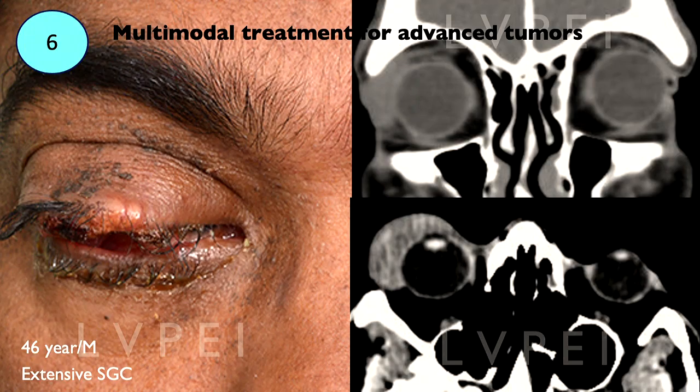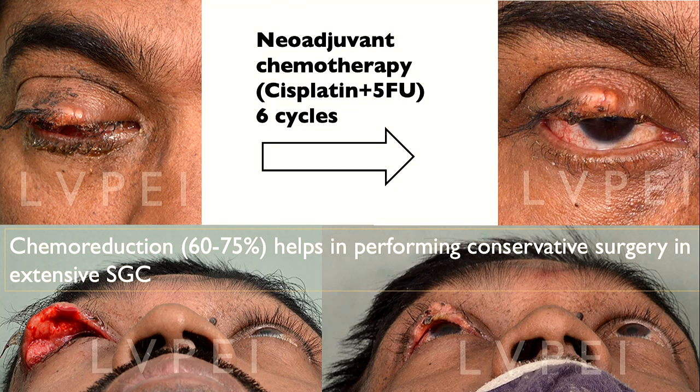Multimodal treatment for advanced tumor: earlier, for extensive sebaceous gland carcinomas, the only thing in our armamentarium was exenteration, but now we have a fairly established chemotherapy regimen with cisplatin and 5-fluorouracil. We give 6 cycles of this neoadjuvant chemotherapy, bring down the size of the tumor, and then perform conservative surgery for extensive SGCs.